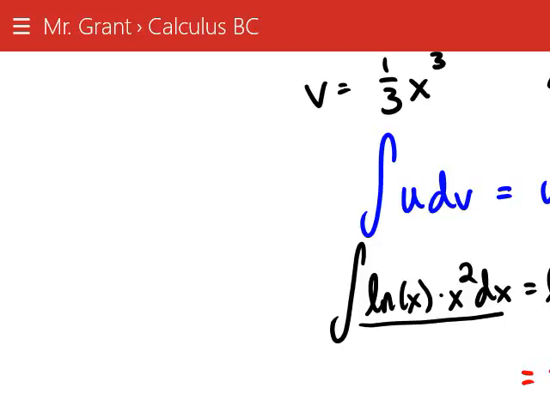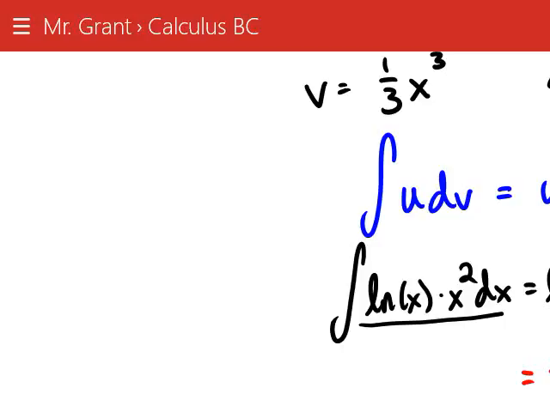Notice a lot of the problems in your book, and every now and then you'll see this on the AP test too, might require you to go further. Maybe they'll want you to pull out 1/3 from here, and then the x cubed might get pulled out in front. And it's just a matter of simplifying. Work at it till you get it, and you should be good to go.